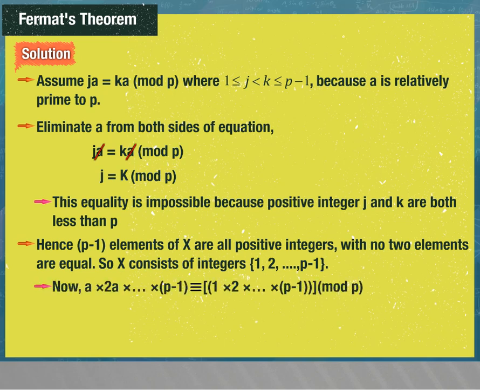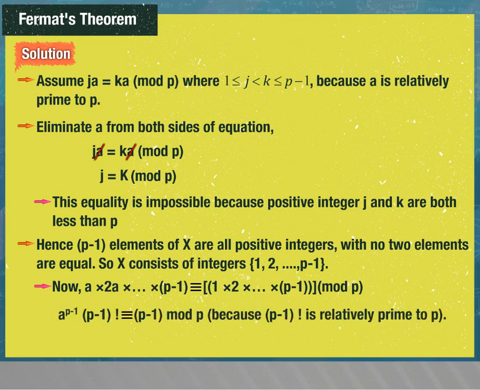Now a times 2a and so on up to p minus 1 times a is congruent to 1 times 2 and so on up to p minus 1 mod p. A power p minus 1 times p minus 1 factorial is congruent to p minus 1 factorial mod p, because p minus 1 factorial is relatively prime to p. So a power p minus 1 is equal to 1 mod p, hence the proof.